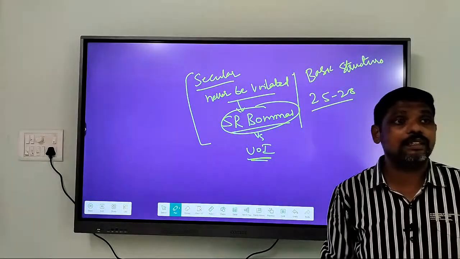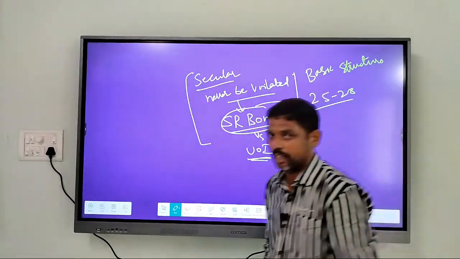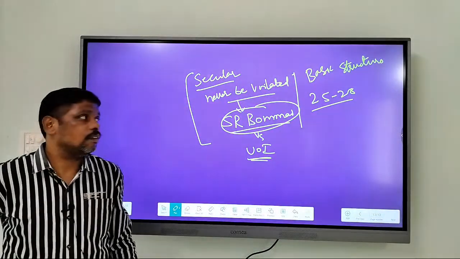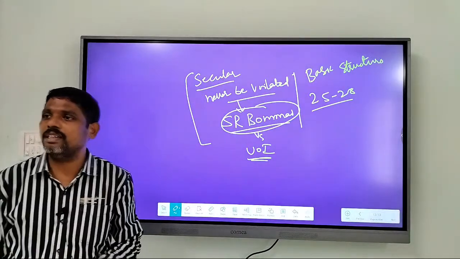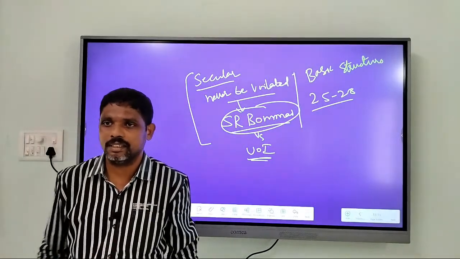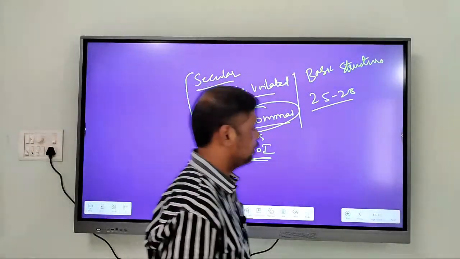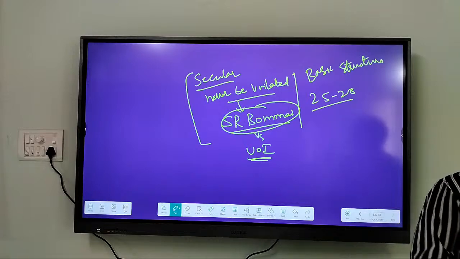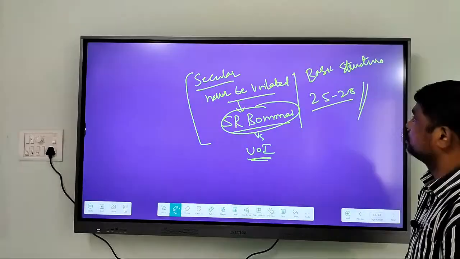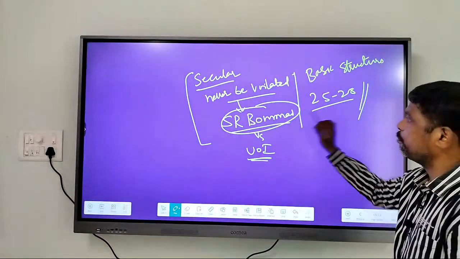SR Bommai, in the aftermath of the demolition of the Babri Masjid, the issue of Ayodhya, it was in 1992 that this judgment was given. But of course, in polity, years are not that important. Just remember the case, all right.